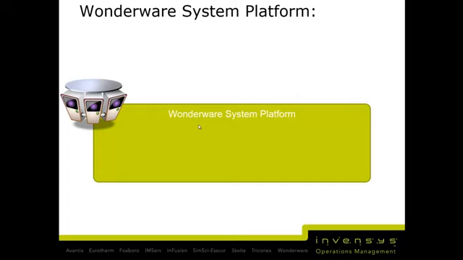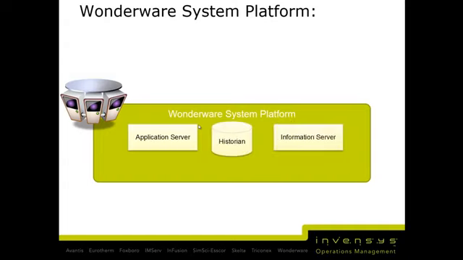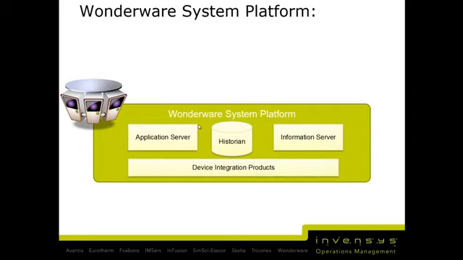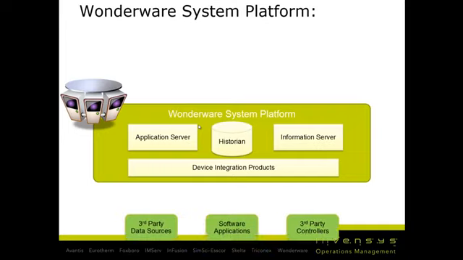Well, it has core components. Today we're going to talk about the visualization part, but it also has different components. The different components are application server, responsible for executing and hosting your applications. Historian, to store and process data. Information server, to have a web portal into the system. Device integration products, DA servers, things like that that connect to the outside world.